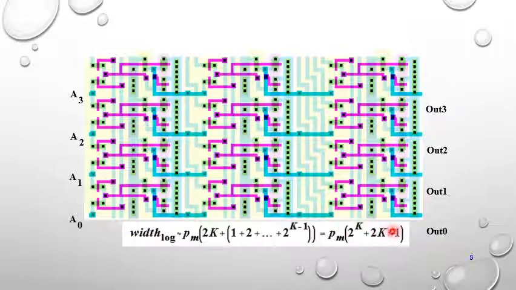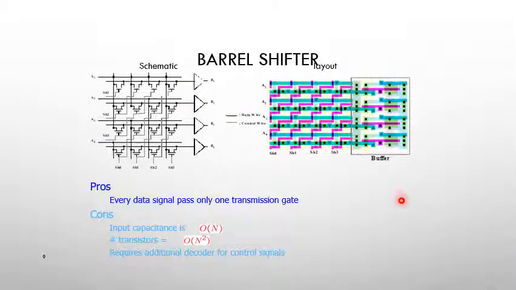This formula is the general formula for the logarithmic shifter. Then this is the barrel shifter. For the barrel shifter, the input capacitance follows n steps and the transistors follow n squared steps. It requires an additional decoder for control signals. Here we need an external decoder for controlling purposes.